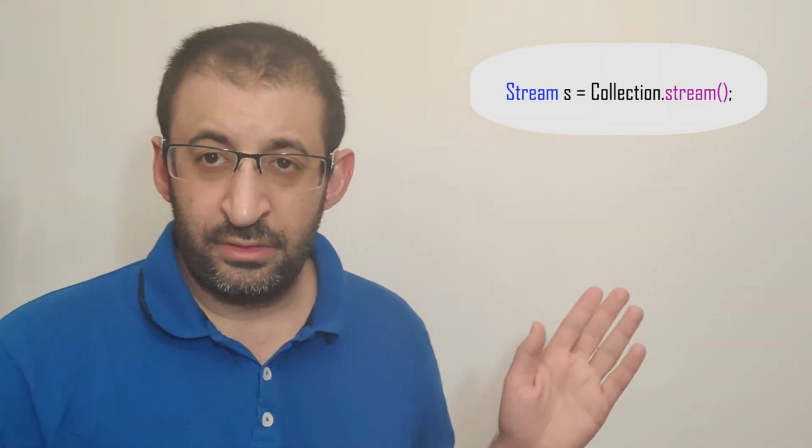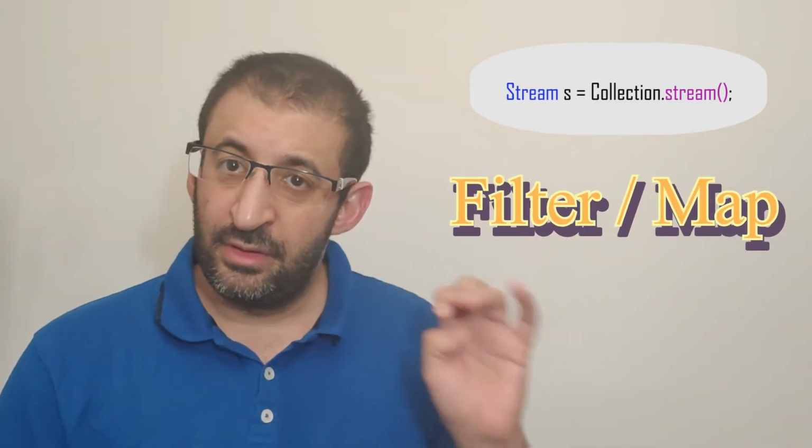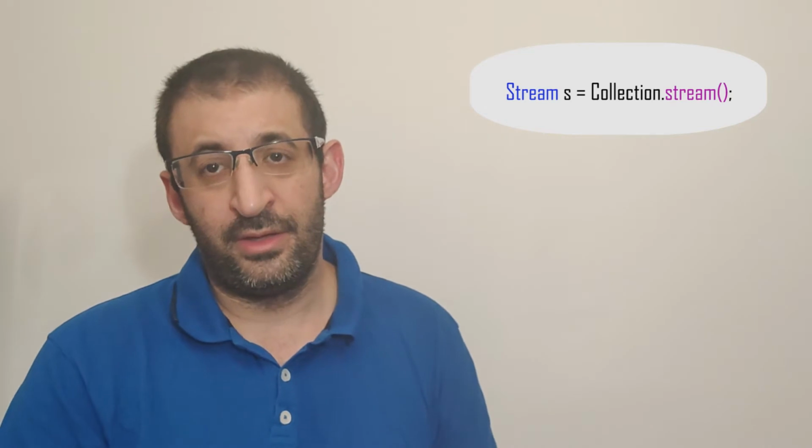How do we configure the stream? We make the configuration by the filter mechanism or by the mapping mechanism. Now we will see in detail what is filter and what is map. I made an example before, but now I will enter in detail to understand it very well. Let's start with filtering.